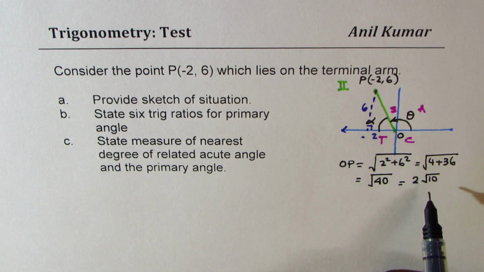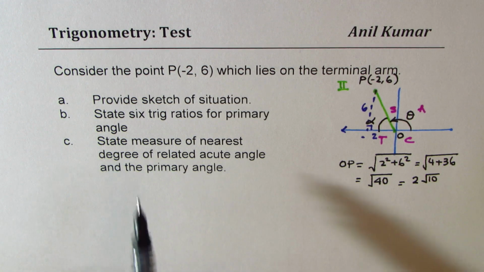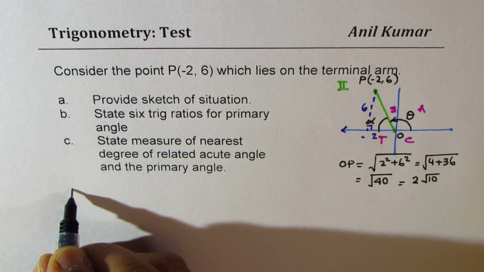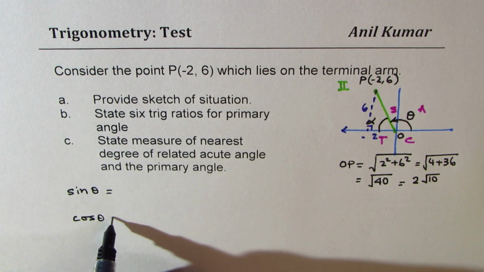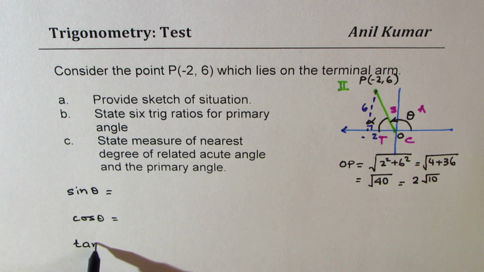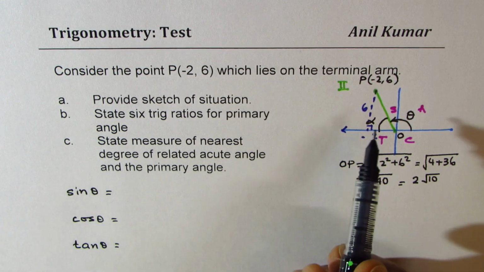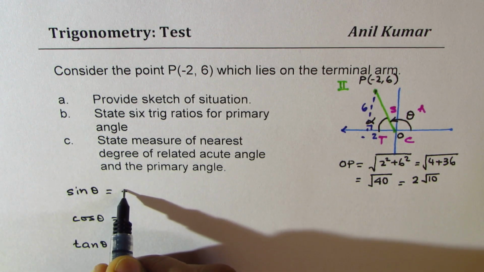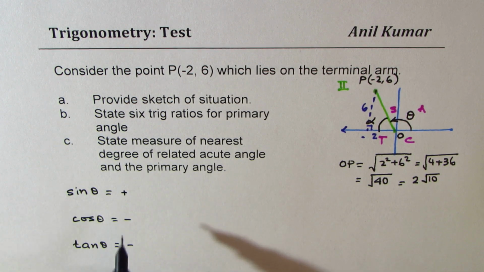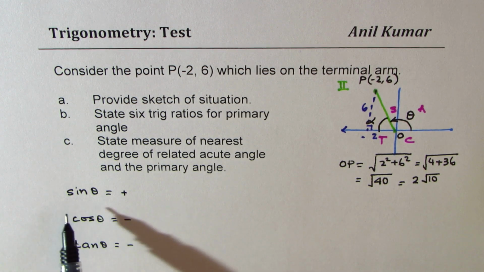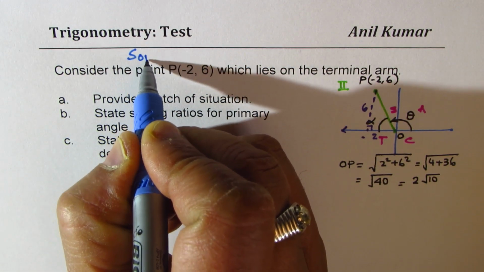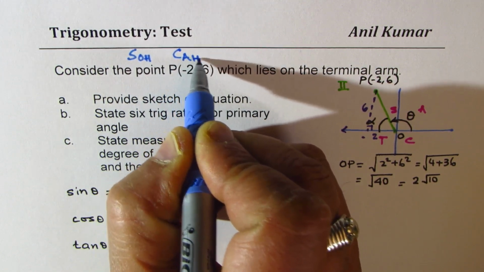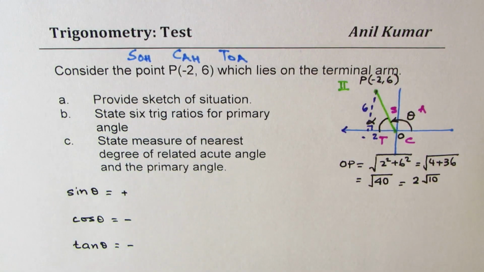Now we can write down all the trigonometric ratios: sine theta, cos theta, and tan theta. Now, because we are in quadrant 2, sine theta is going to be positive, cos and tan will be negative, right? You remember the acronym. Sine is opposite over hypotenuse, cos is adjacent over hypotenuse, and tan is opposite over adjacent.